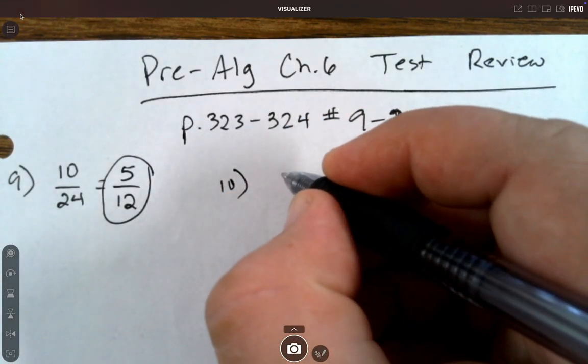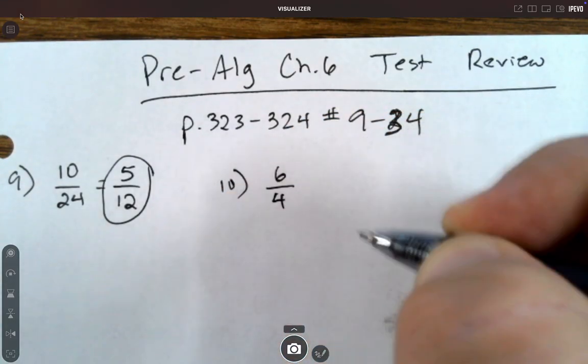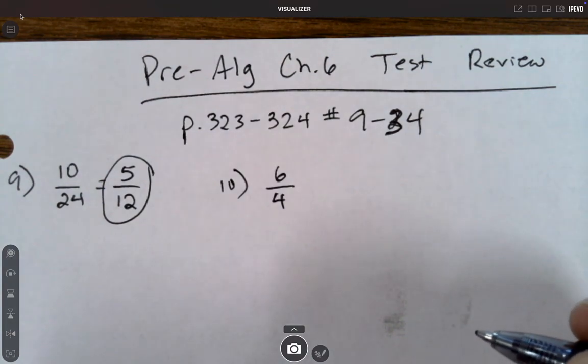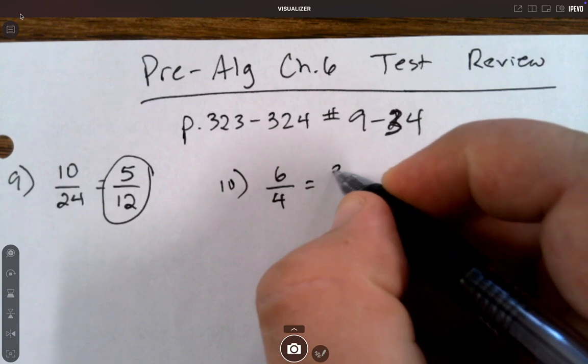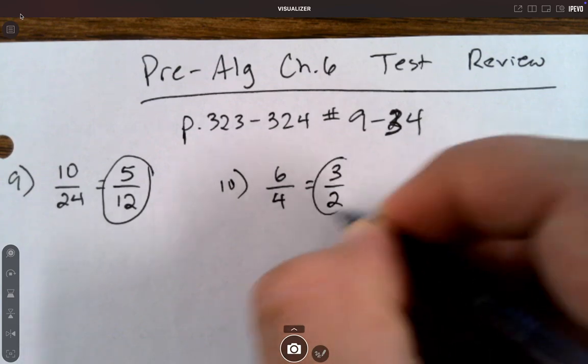Number 10, 6 red cards to 4 blue cards. Those are also both even, so both divisible by 2. Divide 6 by 2. Divide 4 by 2.